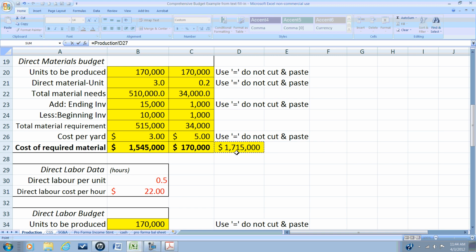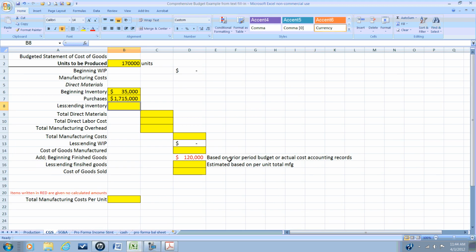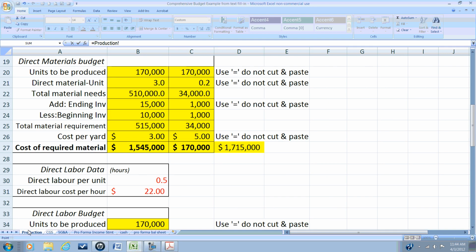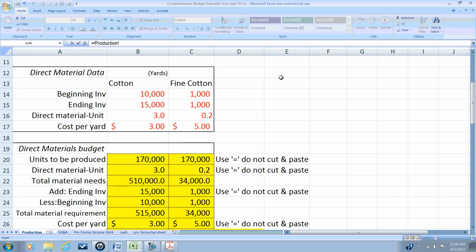We are going to purchase both cotton and fine cotton. We budgeted $1,715,000 in total. We're going to need to determine the ending inventory in the same manner we did the beginning inventory. So we'll place our equal sign. We'll go over to production. We anticipate having 15,000 units in our ending inventory with a cost of $3 per yard for our cotton, plus 1,000 units of fine cotton at $5 per yard.